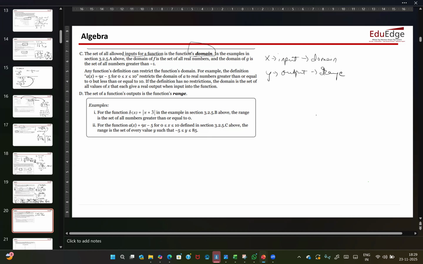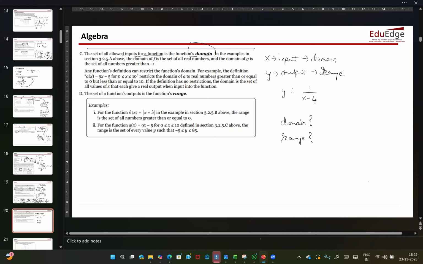For instance, if I write y is equal to 1 divided by x minus 4, what is the domain? Domain is the input. And what is the range? What is the input in this? What are the values of x? Possible values of x, that is the domain, right?